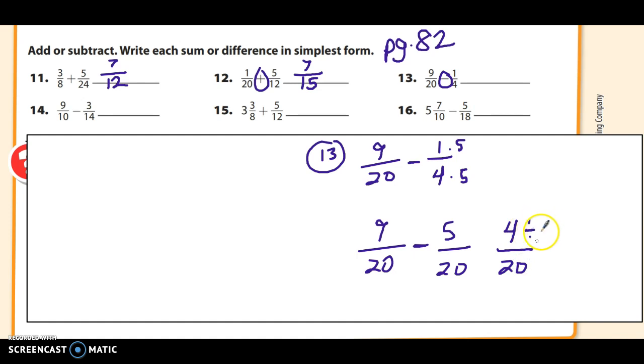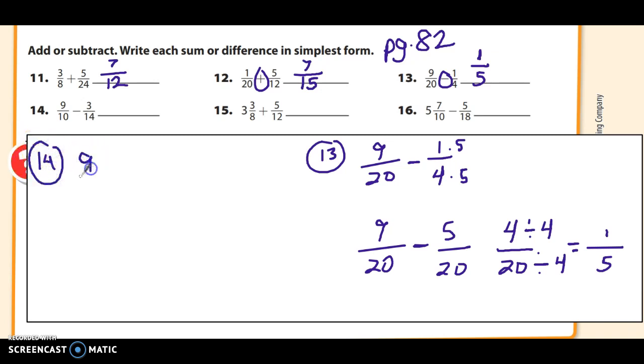Now I divide by the greatest common factor of 4 and 20. 4 and 20 are each divisible by 4, so the greatest common factor is 4. 4 divided by 4 is 1, and 20 divided by 4 is 5. That's the answer, 1/5. Alright, number 14. We'll leave that one up here. We'll check out 14. We've got another subtraction problem.